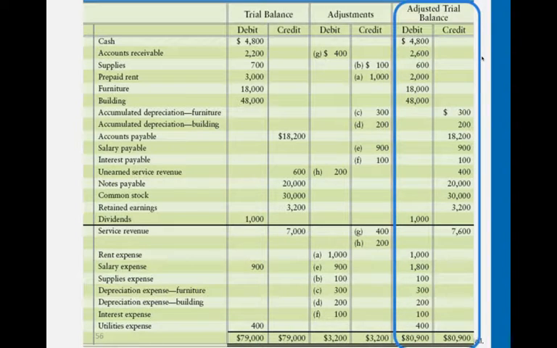Okay, now all the remaining accounts are pretty much just copying the same information there. Now we see service revenue. Originally there's $7,000, and now there's additional $400 and $200. So the new balance will be $7,600. Okay, salary expense. Originally there's $900 listed. Now an additional recognition of $900. So altogether there's $1,800. So really what we're doing here is just adding or subtracting some of the adjustments that we made based on the debit credit rule.